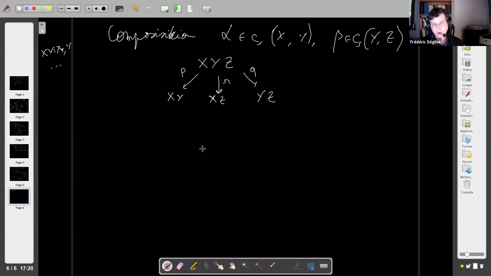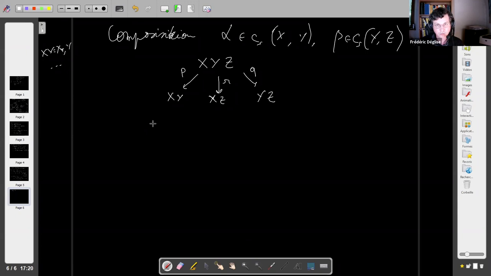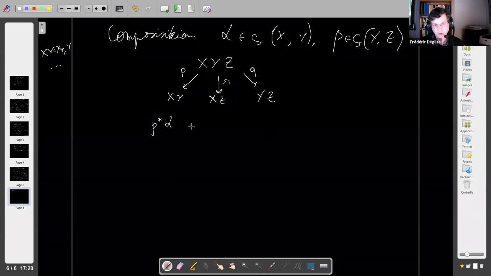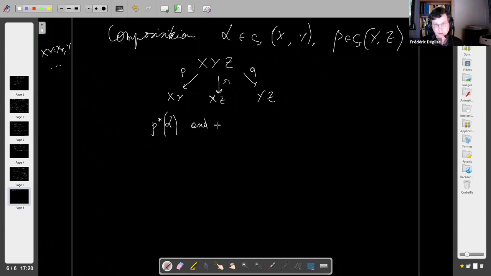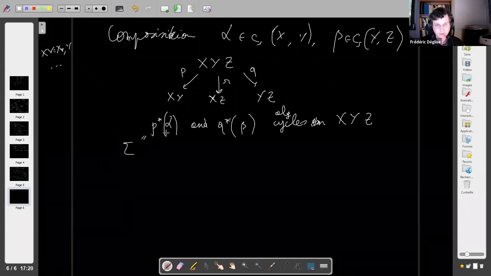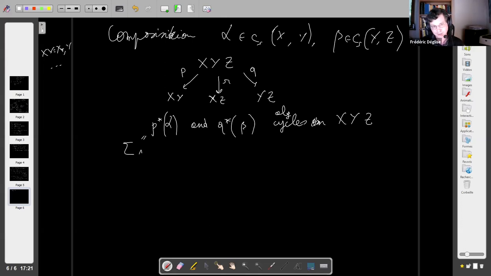Okay, so P, Q, and R are smooth morphisms. And we can always define the pullback of alpha, P upper star alpha, and Q upper star beta, which are well-defined algebraic cycles in the product. Actually, it's easy. If we assume that alpha is a sum of Z_i, you just take this product here, X, Y, Z. So the pullback is easy to define here because my schemes are smooth.